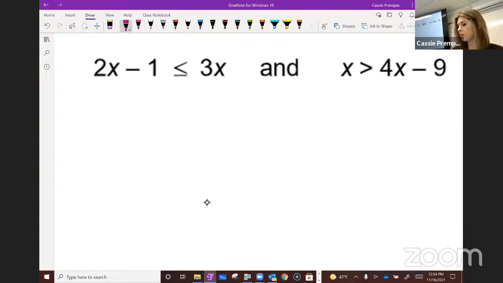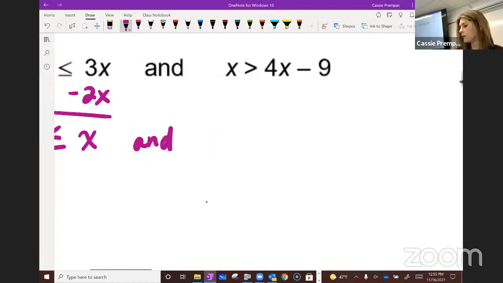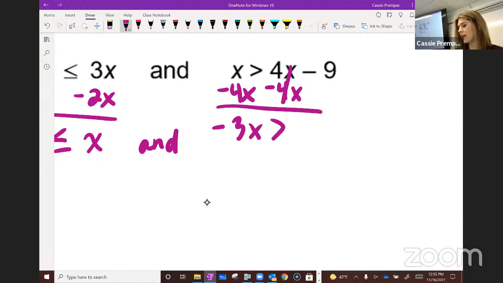So looking at the first one, what would you guys do here? Good, subtract the 2x. And we would get -1 is less than or equal to x. And I have to solve for the other one. So what would you guys do with this one on the right? What would you do first? Would you add the 9? You could. Most of us probably would combine like terms first, so subtract the 4x. But you could add the 9 and then subtract the x. And that would give us -3x is greater than -9.